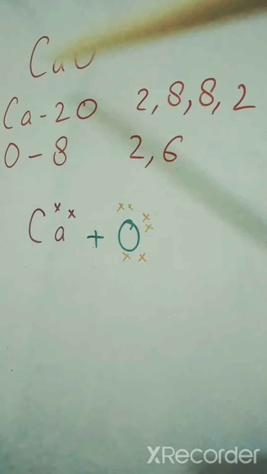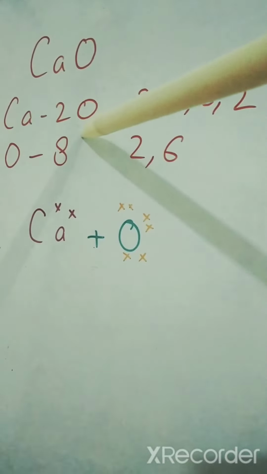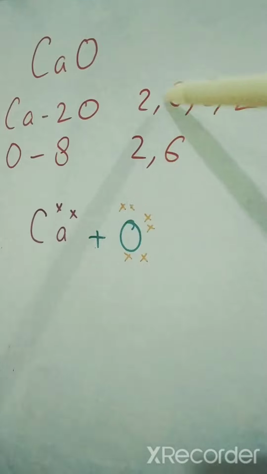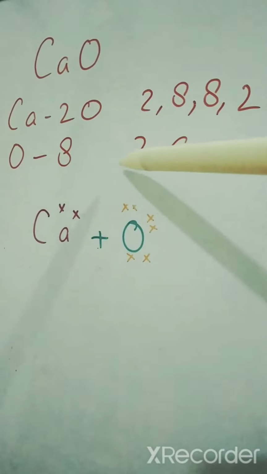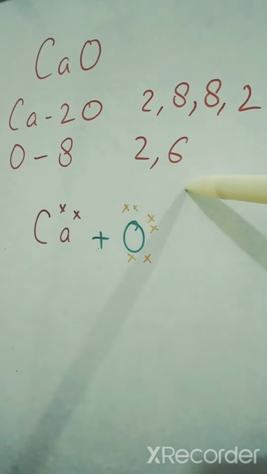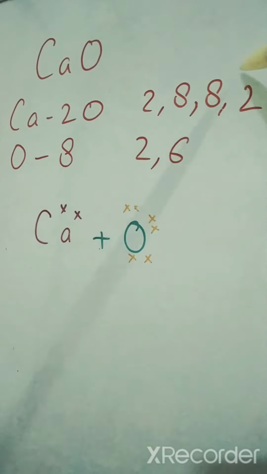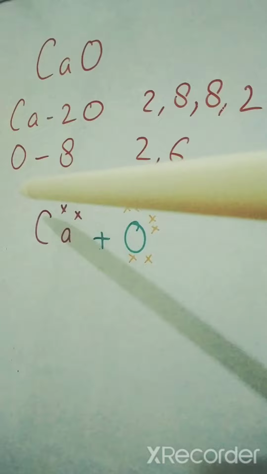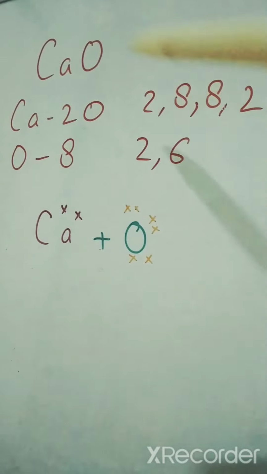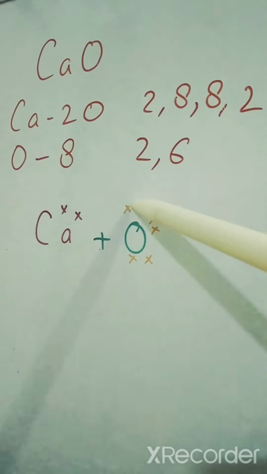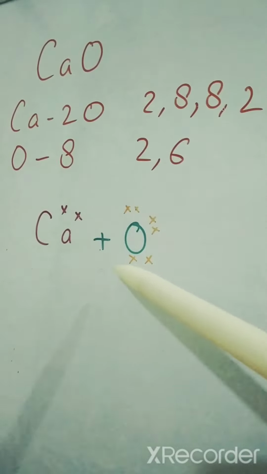Calcium oxide. Calcium has atomic number 20. The electronic configuration will be 2, 8, 8, 2. Oxygen has atomic number 8, so the electronic configuration will be 2, 6. So oxygen has 6 valence electrons and calcium has 2 valence electrons. So I am drawing calcium with 2 valence electrons, oxygen with 6 valence electrons, like 1, 2, 3, 4, 5, 6.